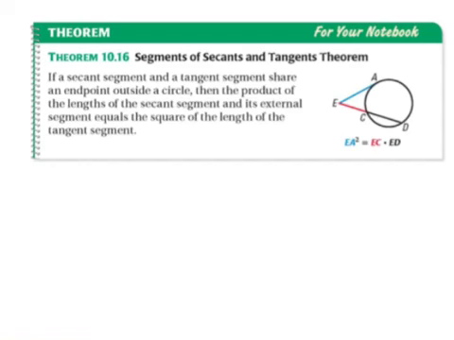Theorem 10.16, segments and secants of tangents theorem. If a secant segment and a tangent segment share an endpoint outside the circle, then the product of the lengths of the secant segment and its external secant equals a square. Square the one that doesn't have anything internal and multiply it times EC times ED.